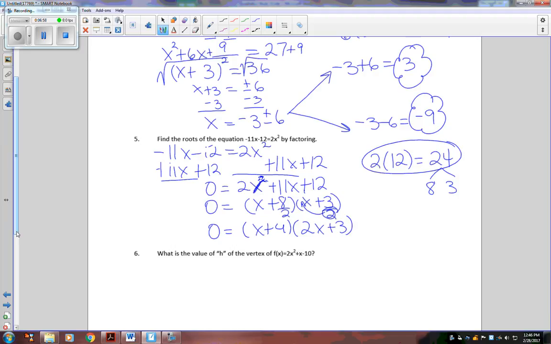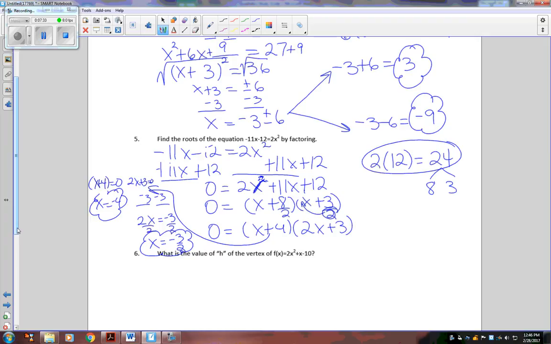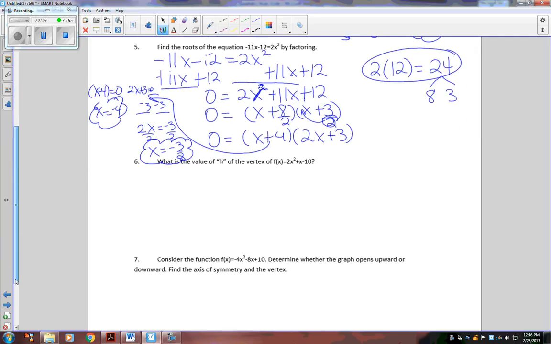Now the directions are to find the roots, which means I need to now continue by setting each of these equal to 0. I have x plus 4 equals 0, and 2x plus 3 equals 0. Here, when I subtract 4 from each side, I get negative 4. Here, I'm going to subtract the 3 from each side, giving me 2x equals negative 3, and then divide by 2. So my roots, solutions, zeros, all mean the same, are negative 4 and negative 3 halves. Pause it and do number 6.